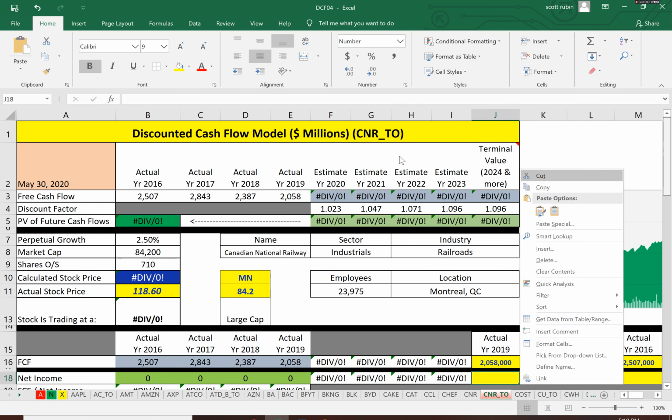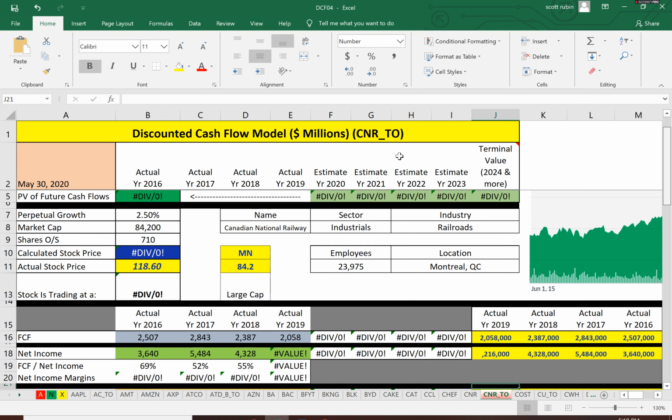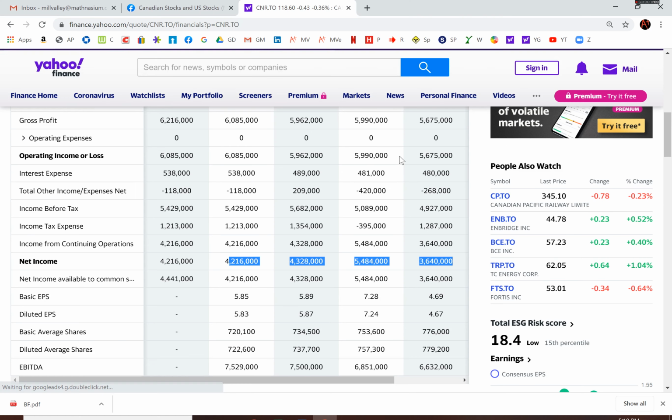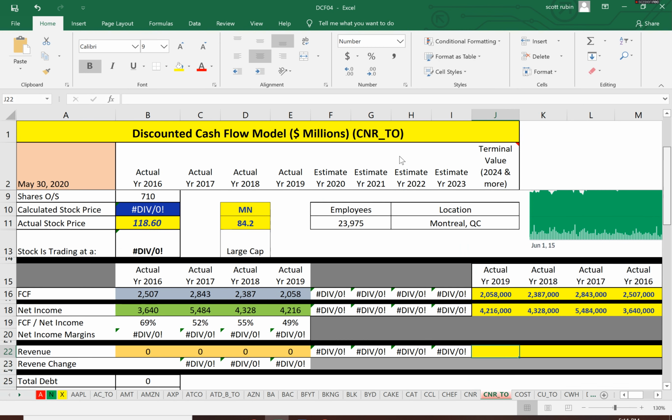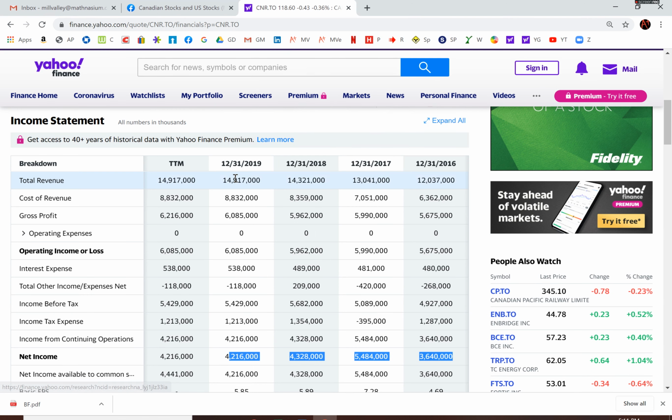So everything looks pretty good so far. No negative numbers. And then we need revenue.